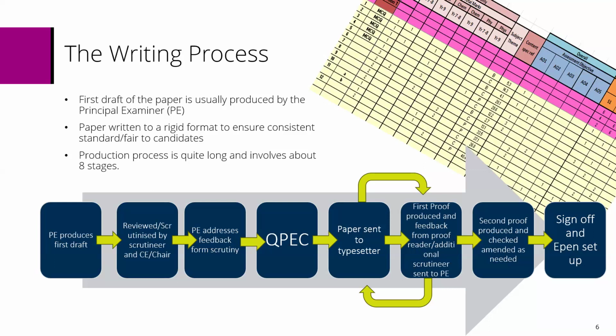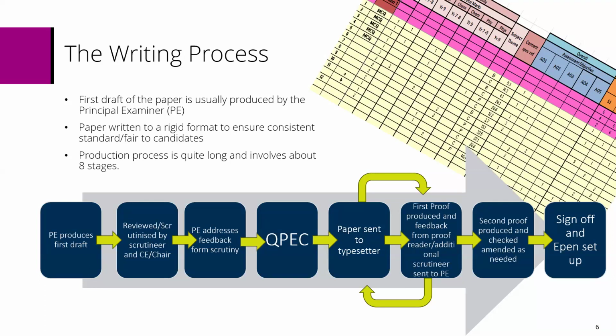Once the paper is typeset, it's again sent out to different people to check it: proofreaders, another scrutineer, sometimes an additional check. And each of those people will send feedback, which I have to respond to, maybe adjust the paper or argue my case for not changing it. And we might go through that loop 3 or 4 times until we're all happy with the paper. At that point, we produce a second proof, and yet again, it's checked and amended as needed before it's sent off to be printed and ready for the exam session.